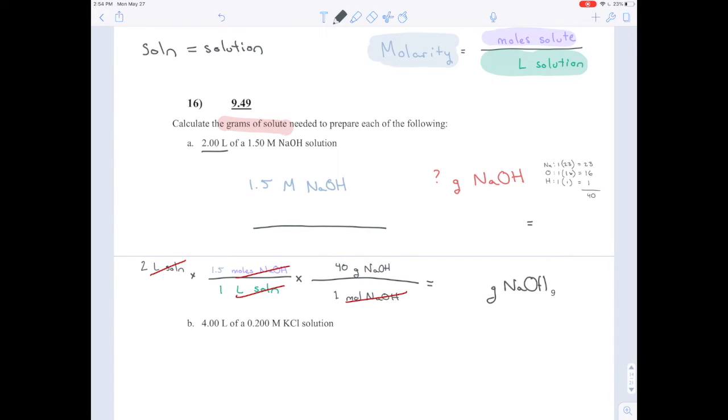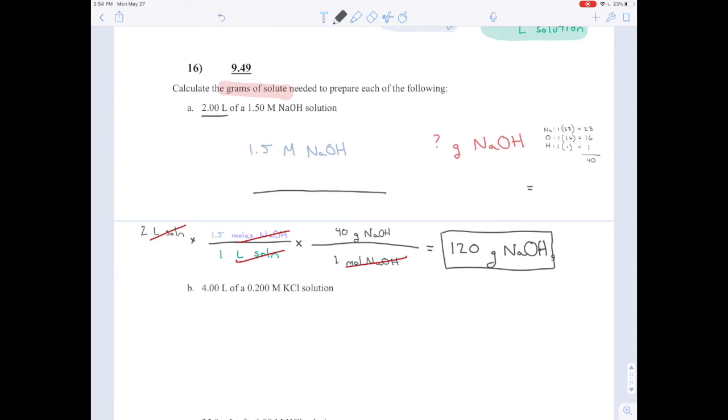And now we just have to plug this into a calculator. So you would take 2 times 1.5, enter, divided by 1, enter, times 40, enter, and I'm getting 120 grams of NaOH. So there'd be 120 grams of NaOH, that's sodium hydroxide, in 2 liters of this concentrated 1.5 molar solution.